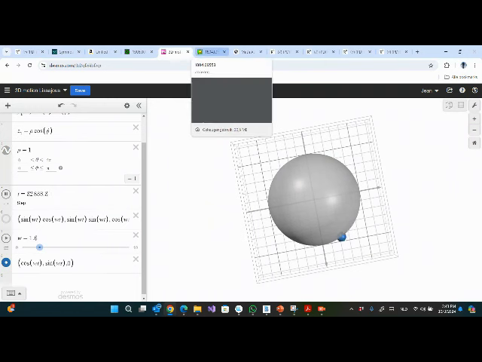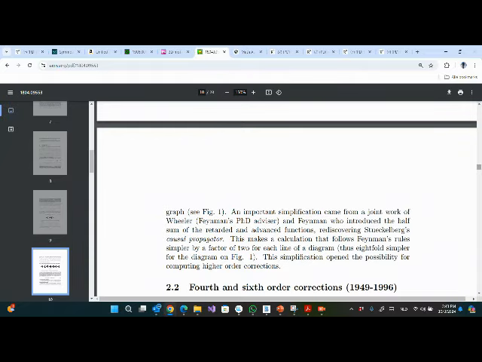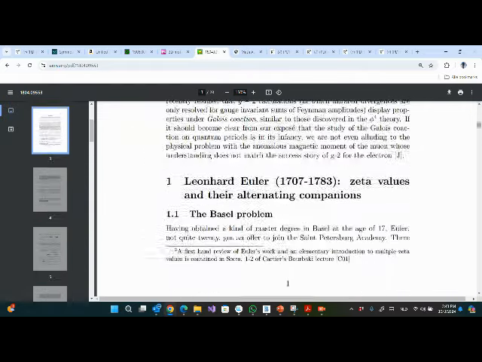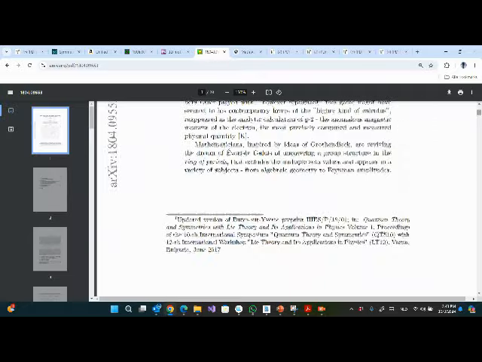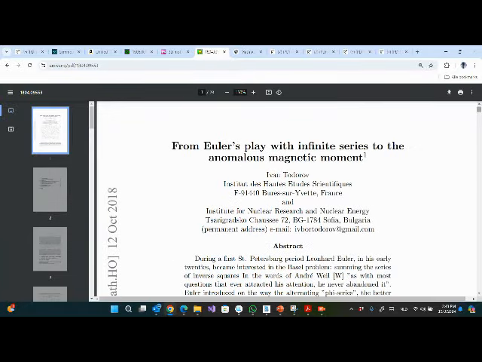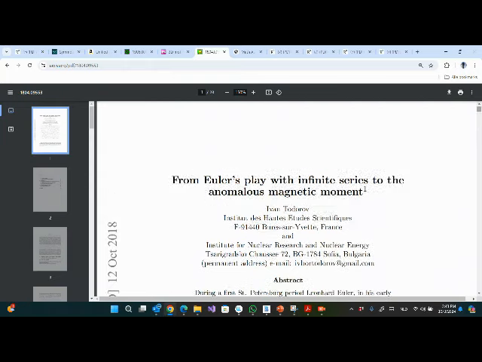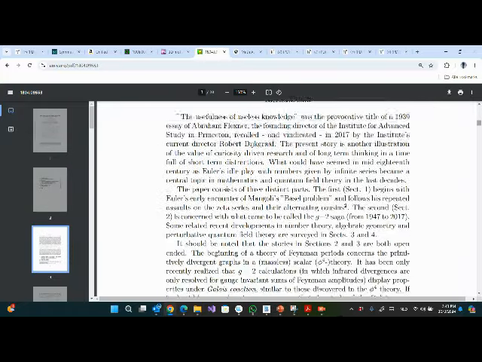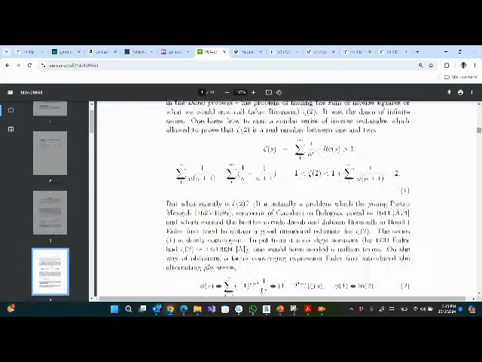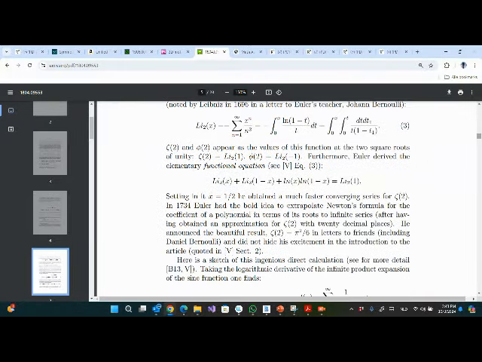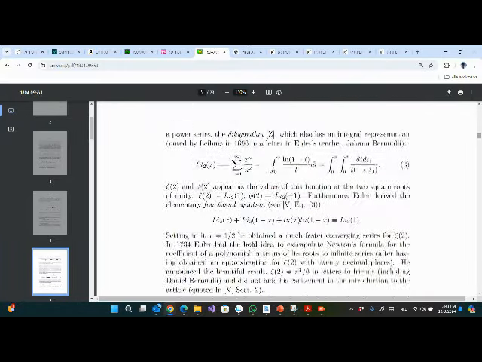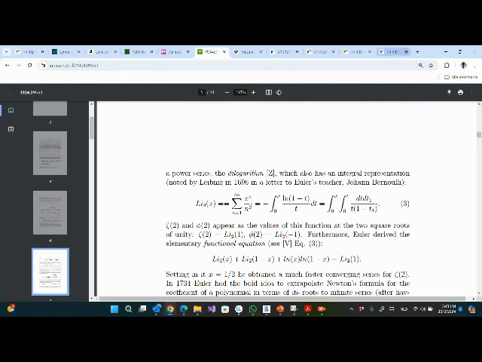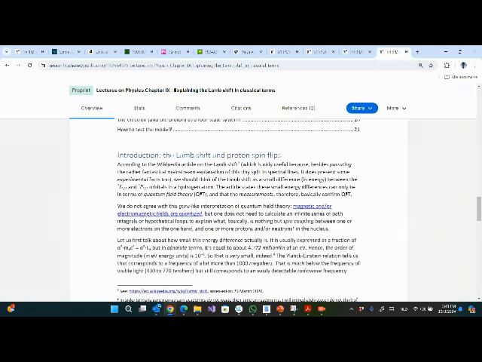I will go to a very typical paper which I admire very much, which is very well written. There must be others around, but this happens to be the one that I Googled. Here, from Ivan Todorov, "From Euler's play with infinite series to the anomalous magnetic moment." He really does a great job at describing what the issues were. It was not only the anomaly in the magnetic moment, but also the Lamb shift. I think I have a paper on the Lamb shift.